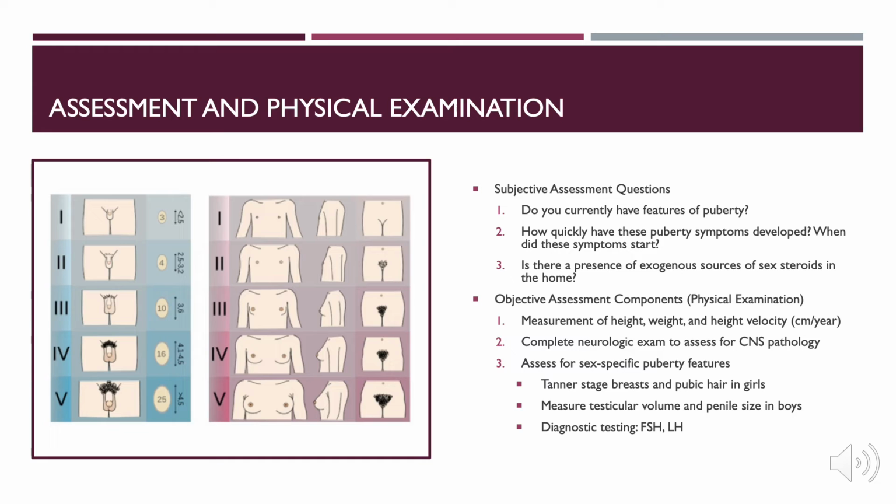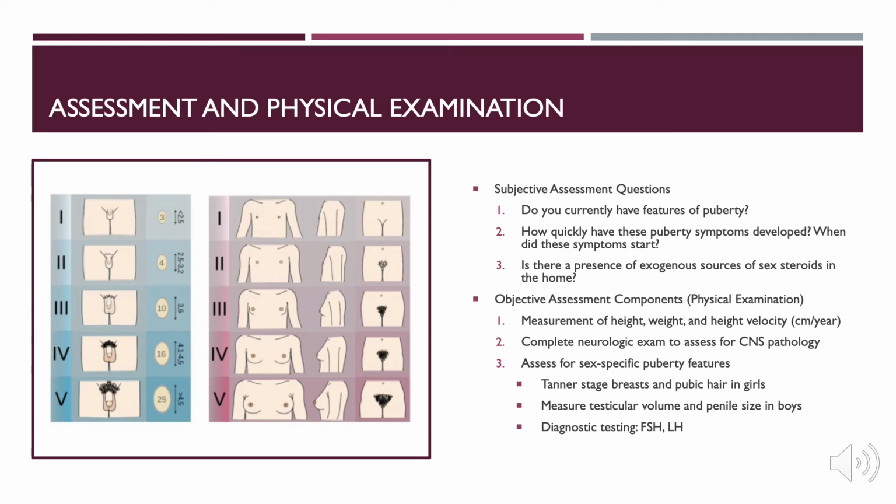And then finally, most comprehensively, you want to look at the sex-specific puberty features that are present. Is there one? Are there multiple? That helps you determine the type. If they're present at all, that helps you kind of confirm the diagnosis of precocious puberty. You want to use Tanner stages for breast and pubic hair in girls, and then you want to measure testicular volume and penile size in boys.